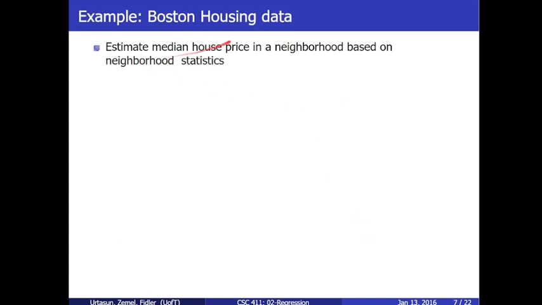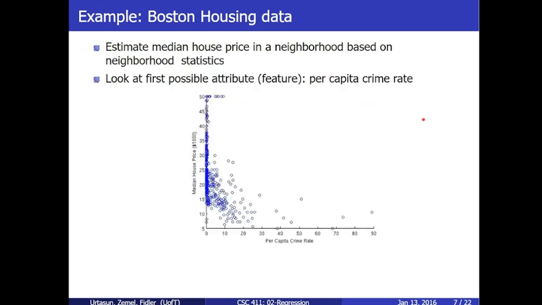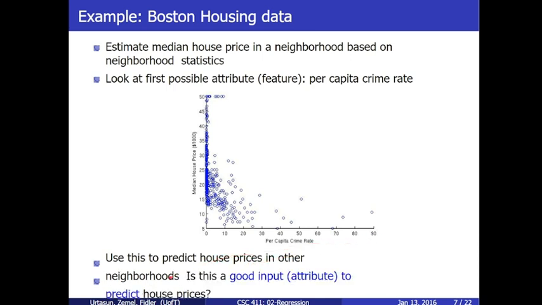An example of this would be Boston housing data, going back to the price of the house example. We estimate the median house price in a neighborhood based on neighborhood statistics. First you want to look at the first possible feature: per capita crime rate. The crime rate obviously plays a crucial role in the price of a house. Here we have a graph with the per capita crime rate on the x-axis and the median house price on the y-axis, and you can use this to predict house prices in other neighborhoods.